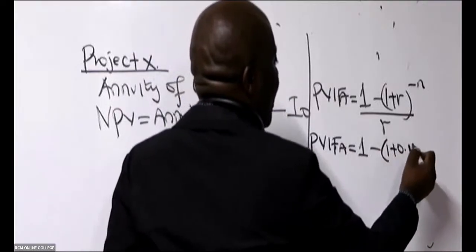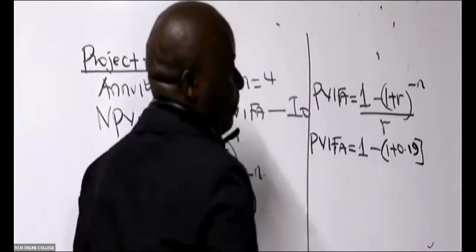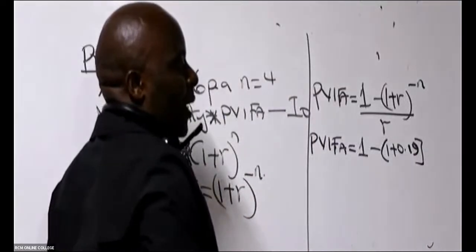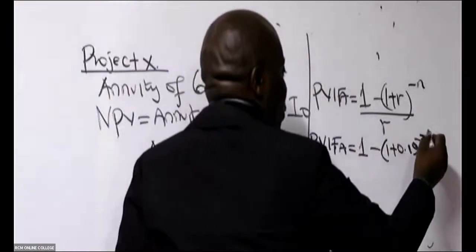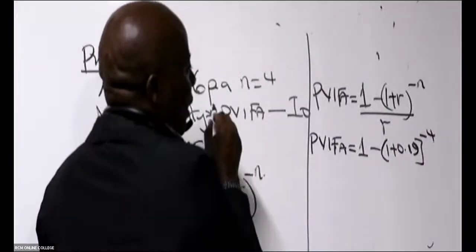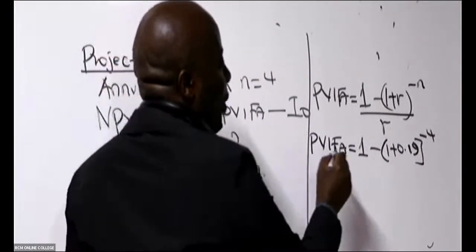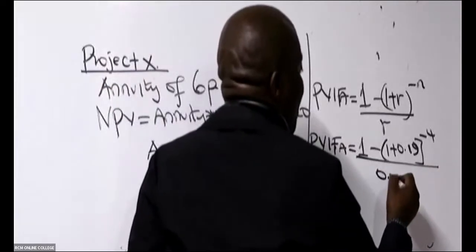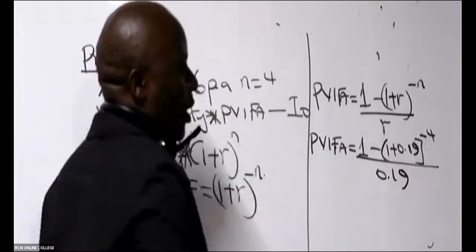So in that case, my PVFA will be 1 minus, for the project we are handling, it has a risk of 19%, and we are going to enjoy this cash flow of 6 for 4 years, so n is 4. And then we divide everything by this same R, which is 0.19.